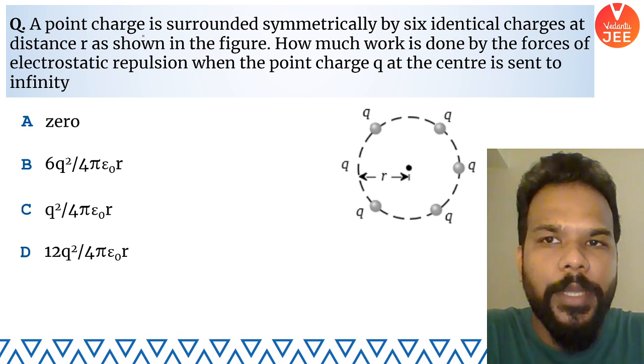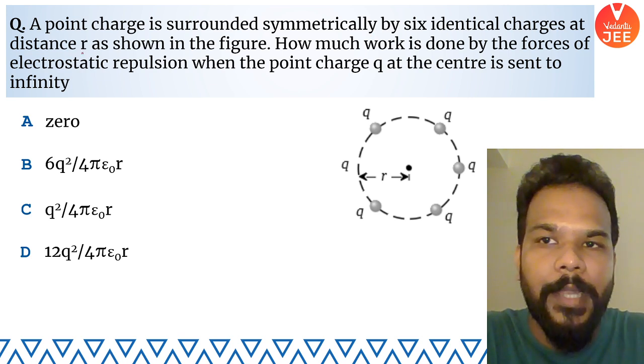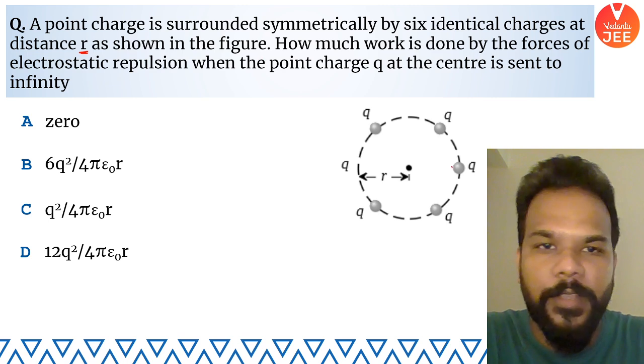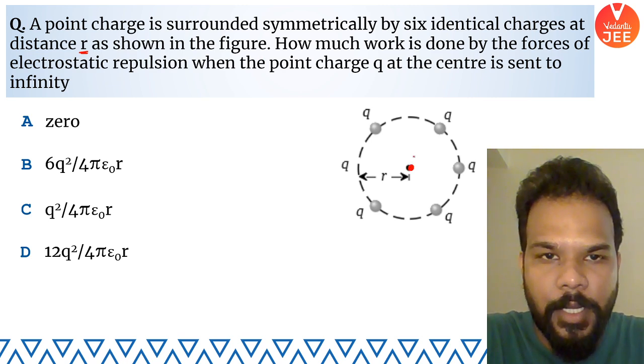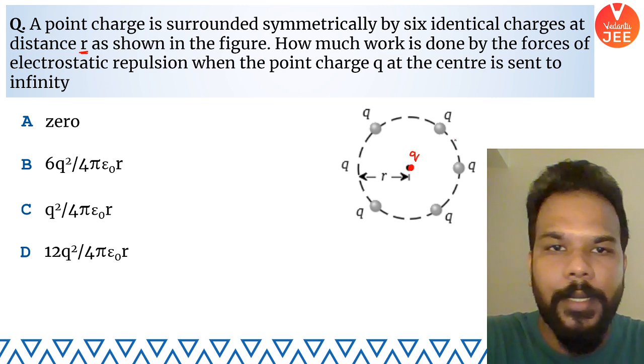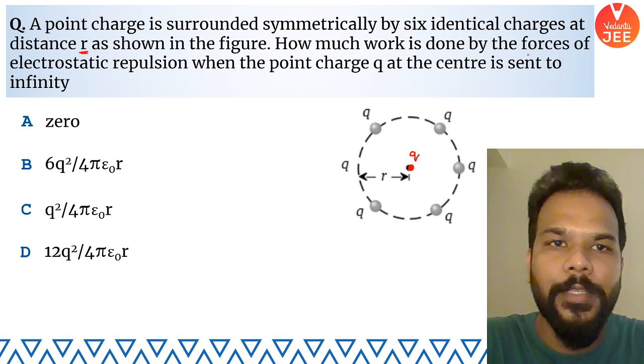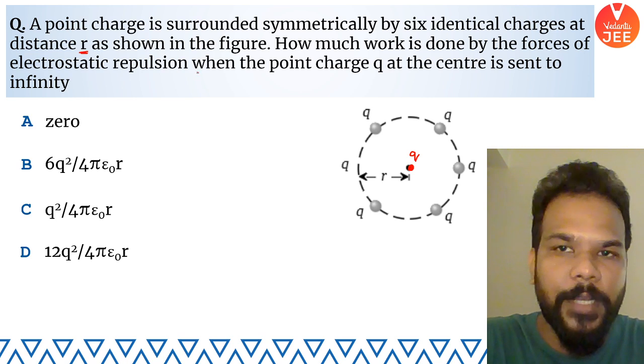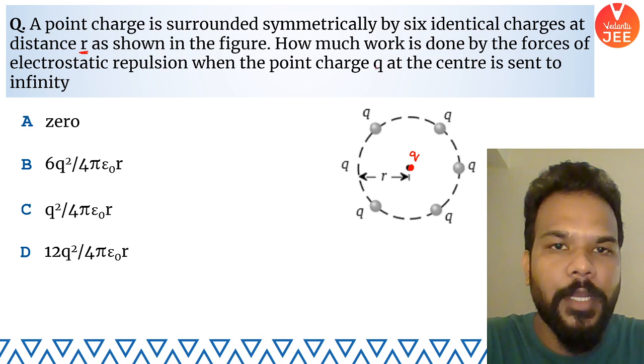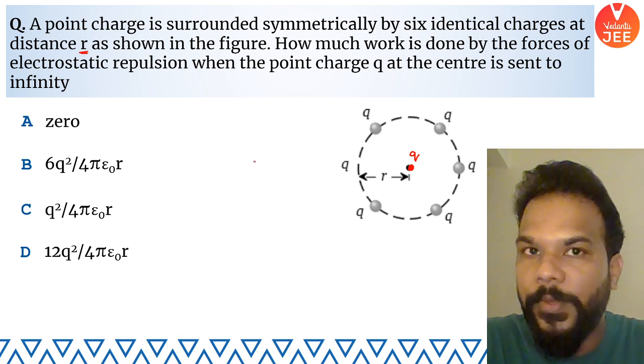It says that a point charge is surrounded symmetrically by 6 identical charges at distance r, as shown in the figure. So what you see here is that there is a charge small q being placed here, and there are 6 charges which are surrounding it. And the question is asking how much work is to be done by the forces of electrostatic repulsion when the point charge small q at the center is sent to infinity.